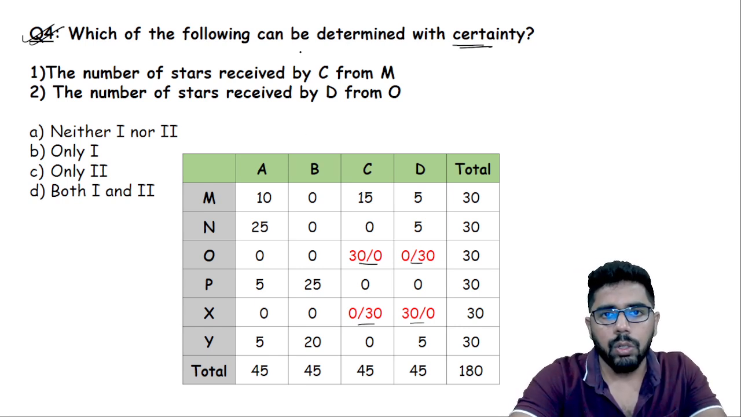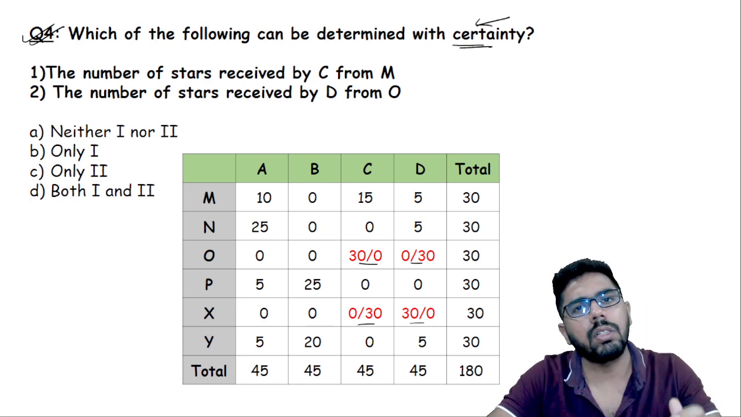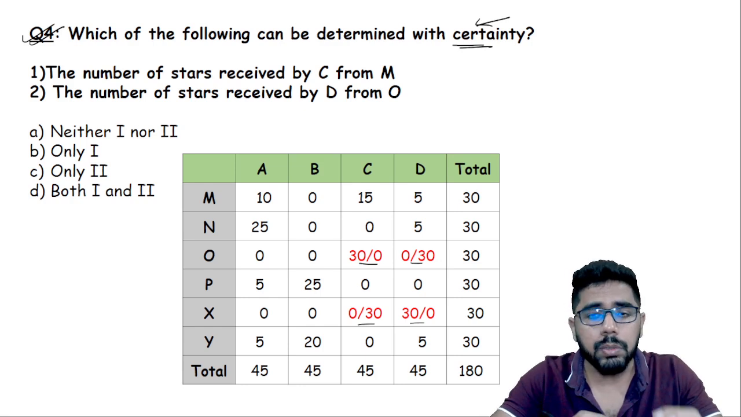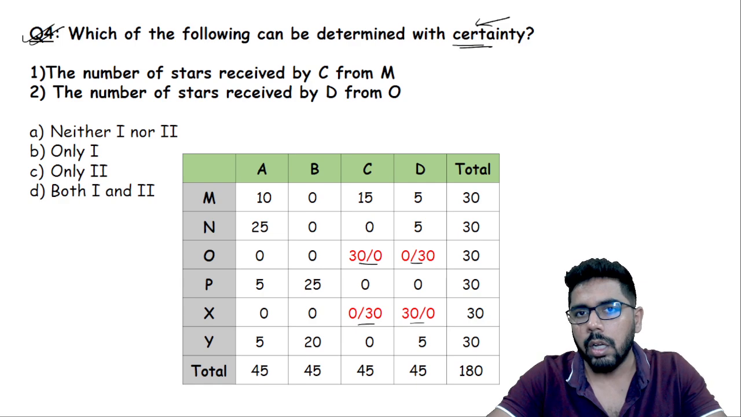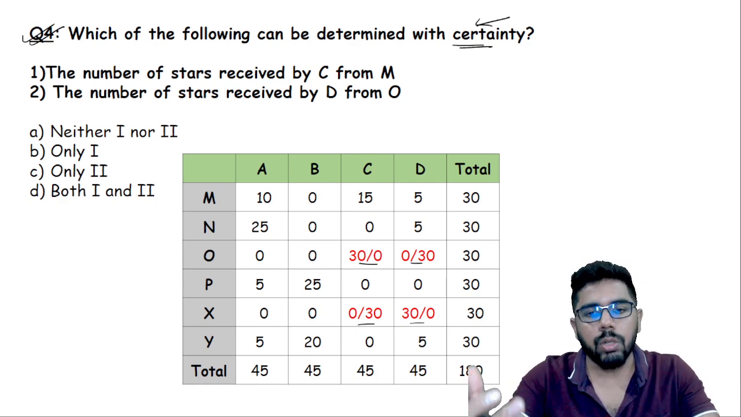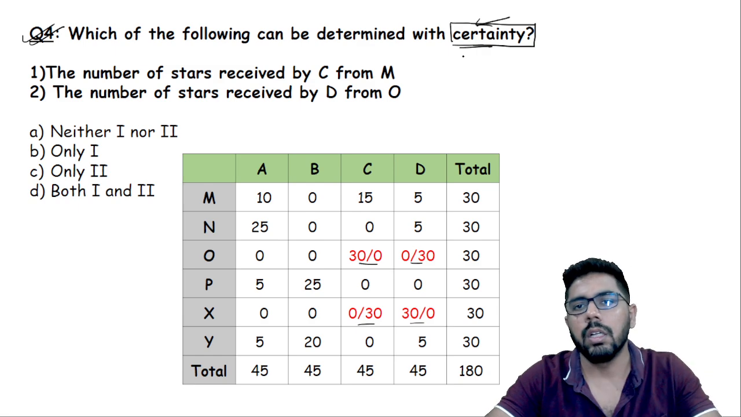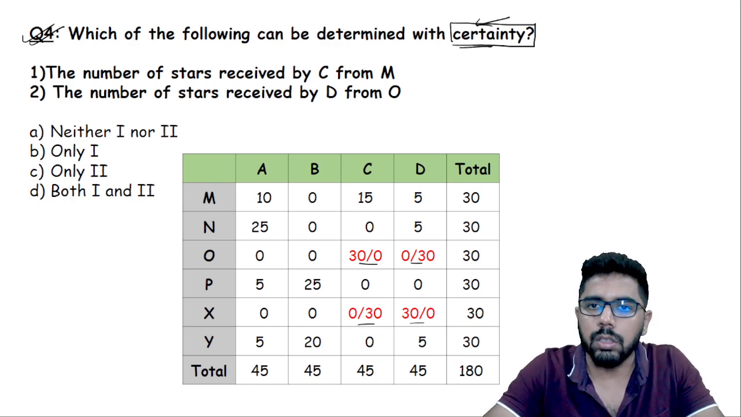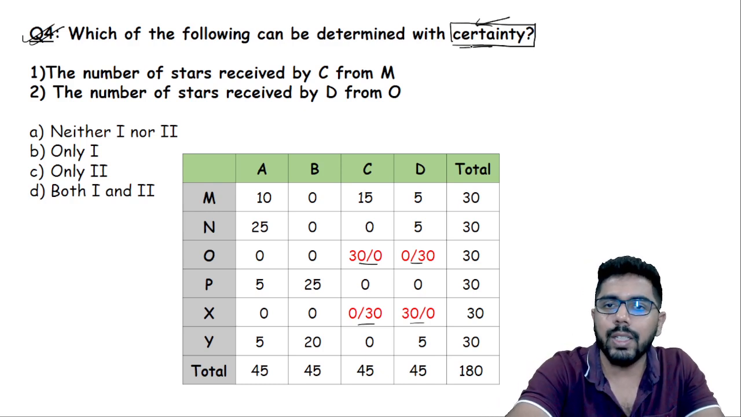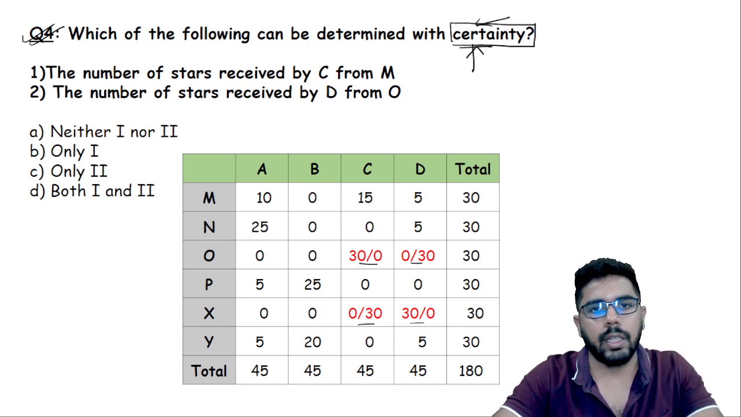For example, which of the following can be determined with certainty? Understand why this word certainty is used. If something cannot be determined with certainty, that means it is about the case. If everything was totally exact and we could calculate everything, why would this word certainty be used? Because if you would have completed the table, everything was certain. The usage of this word itself is a clear indication that there will be cases at the end.